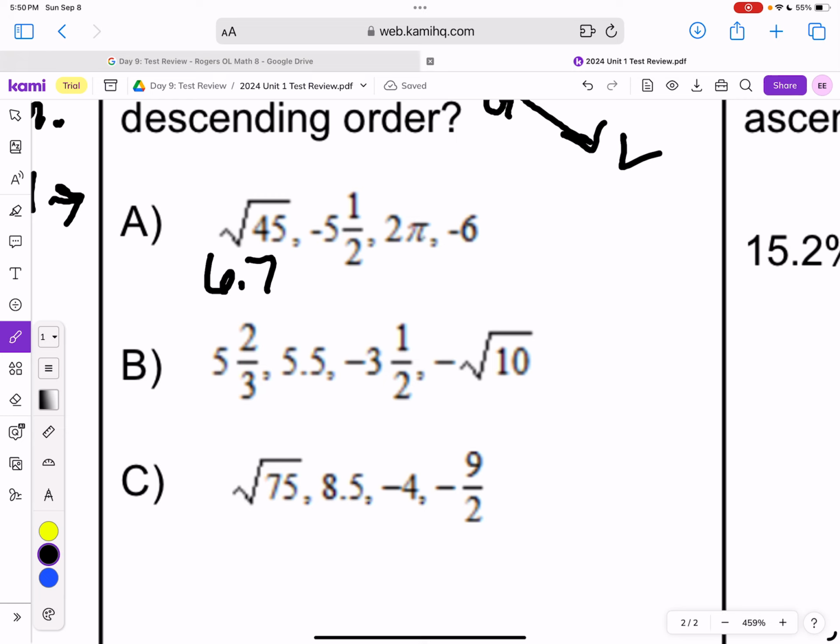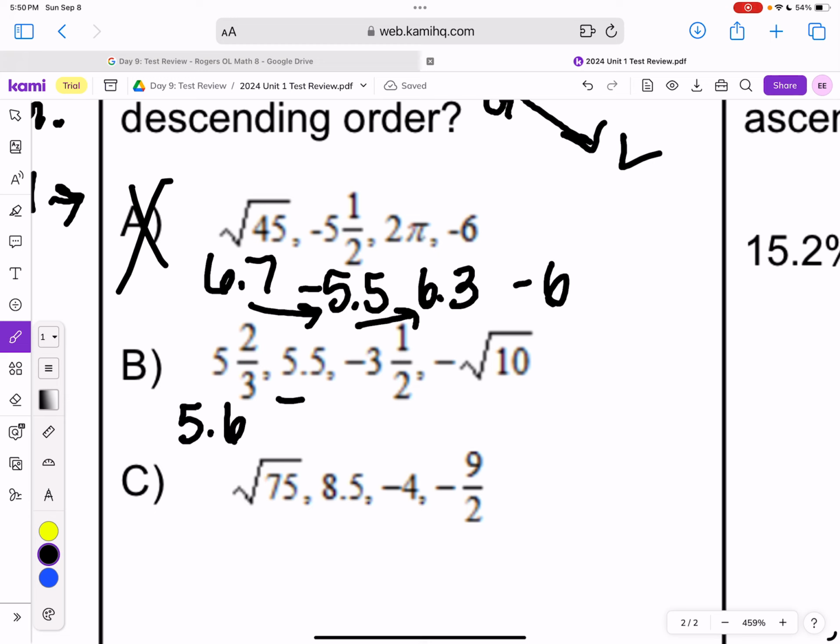This one is 5.6, 5.5, negative 3.5, and negative 3.2. So remember, the larger the number here, the smaller it is. The larger negative is smaller. Okay, so this one also will not work. So let's double check the last one then.